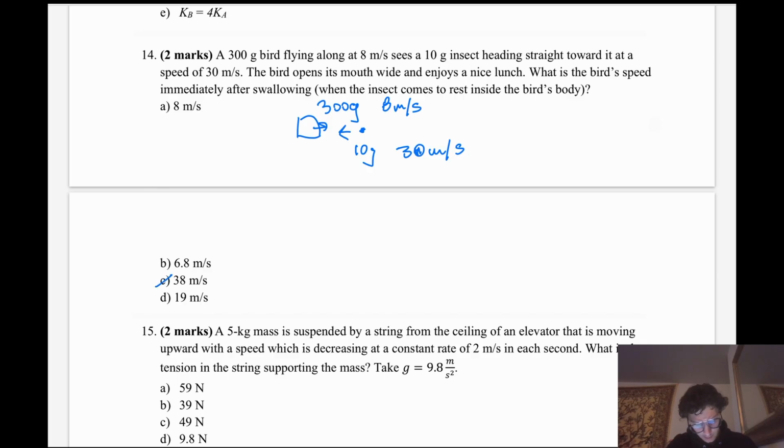So it's not going to be 38. It's not going to be 6.8 either. It's not going to be 8. Maybe it'll be 19. Oof. 10 gram, 30. Okay, let's test it out.